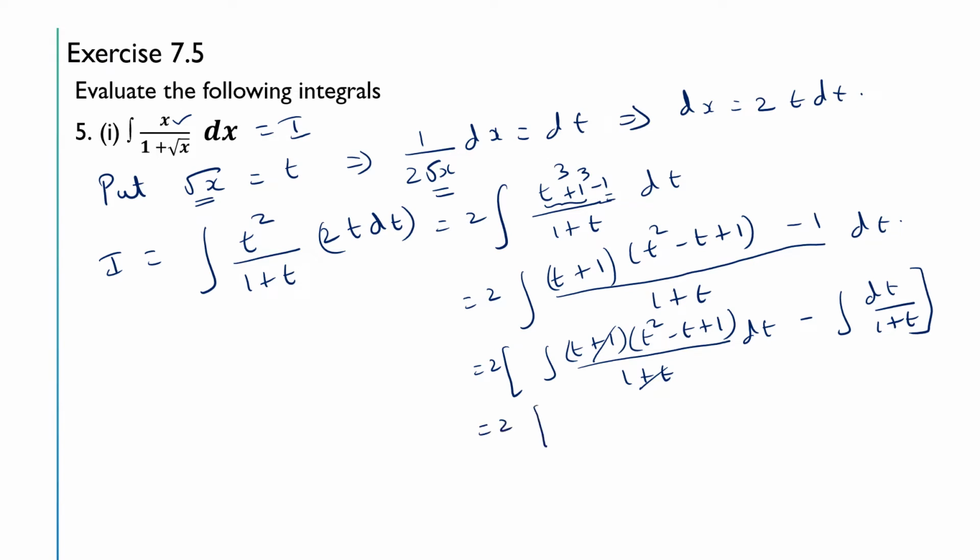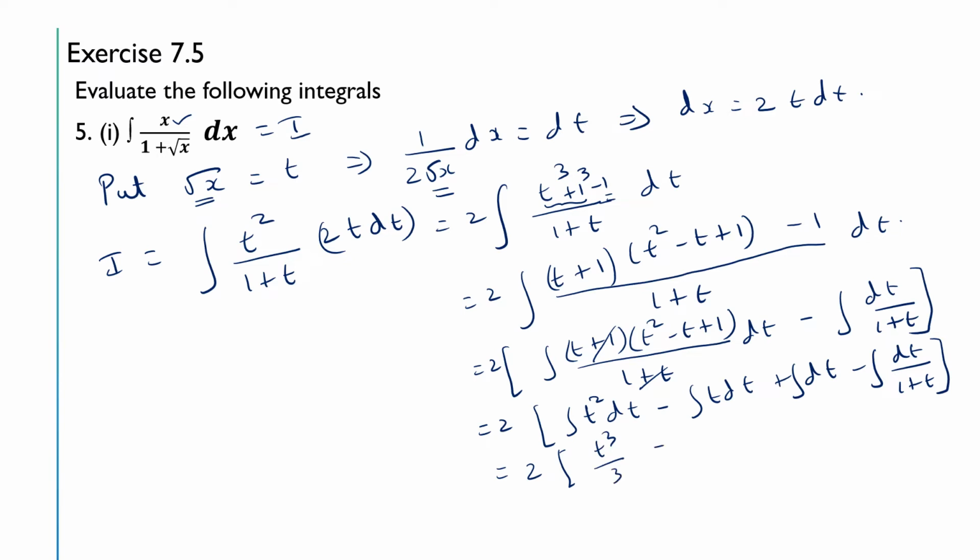So this is equal to 2 into integral t square dt minus integral t dt plus integral dt minus integral dt by 1 plus t. So now it is very easy. Integral t square dt will be t cube by 3 minus integral t dt will be t square by 2. Then plus integral dt will be plus t minus integral dt by 1 plus t. It will be log mod 1 plus t plus c.